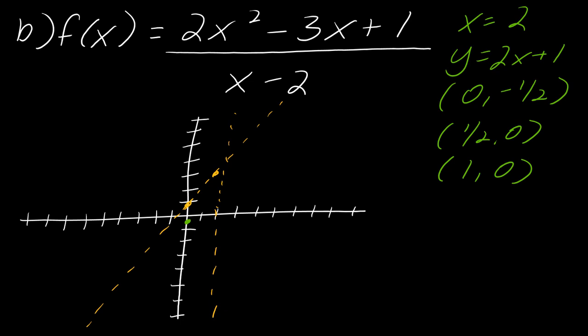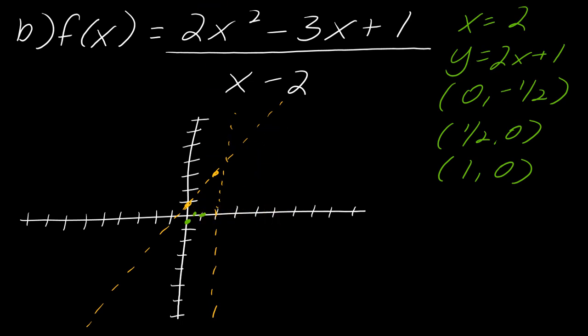Okay, so now I mark my points: 0, negative 1/2, 1/2, 0, and 1, 0. So I've got 3 points all within this little part of the graph. This is one side of the asymptote. I need to know what's going on this side of the asymptote, so I'll choose a point over here.